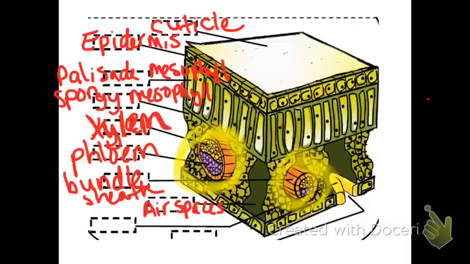This over here, on the bottom of all leaves, if you look very closely under a microscope, you're able to see the pores on the bottom. And these pores are called stomata.